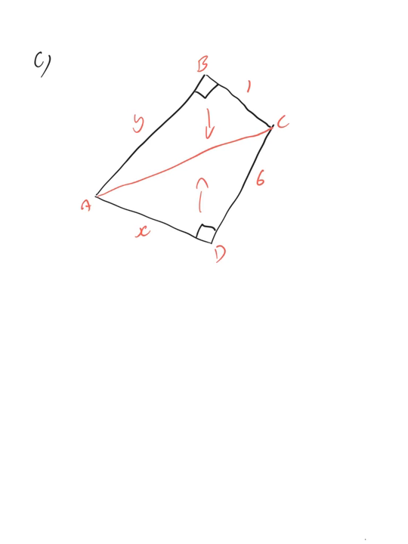So we can now form an expression using that, because we know that 1 squared plus y squared, i.e. AC squared, is the same as 6 squared plus x squared. Okay, let's rearrange that. So what do we get? We get y squared minus x squared equals 6 squared minus 1 squared, giving us y squared minus x squared equals 36 minus 1, 35, as required.